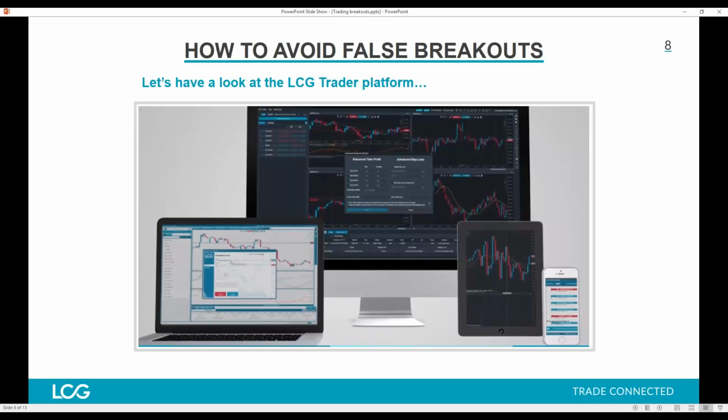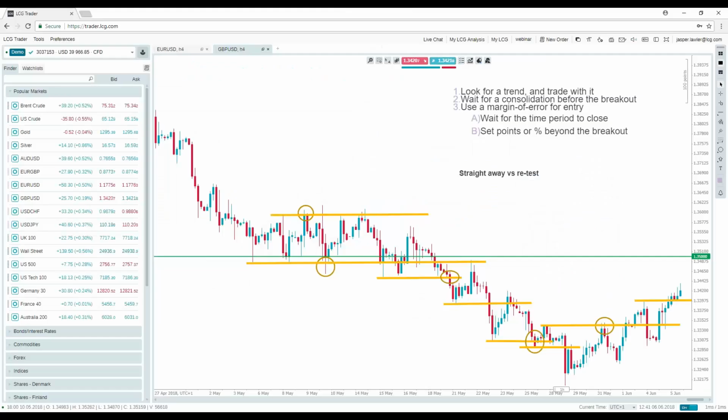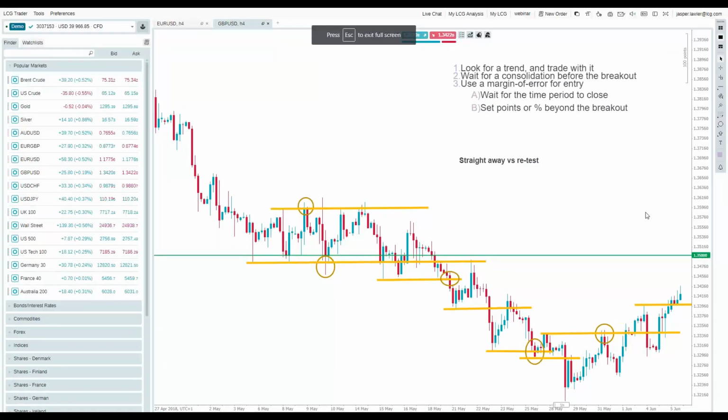So let's just have a quick look at the trader platform here, the LCD trader platform, just to visualize some of these concepts. Let me full screen this if I can. So we've got the current price chart for cable, the British pound against the dollar.